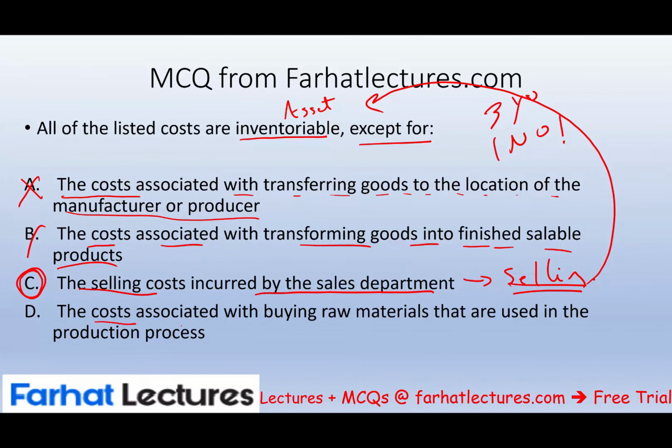D, the cost associated with buying raw material that are used in the production. Well, this is pre-manufacturing. It's not even manufacturing. Therefore, it's inventoriable. Therefore, it's not a period cost. So the answer is C as in Charlie.